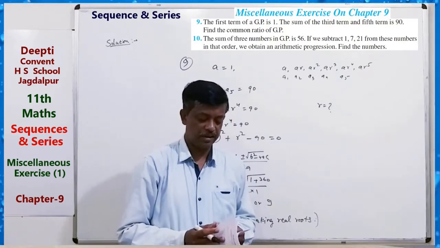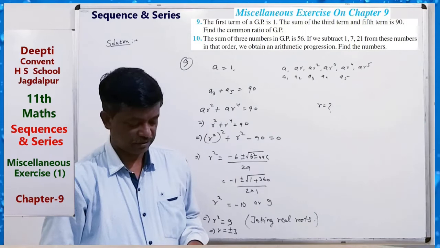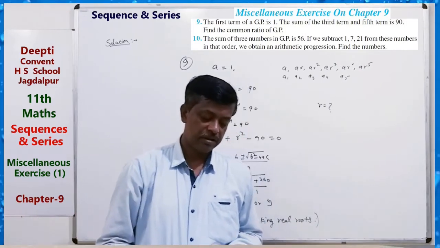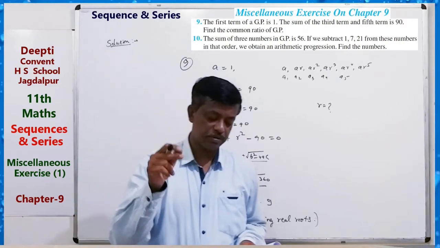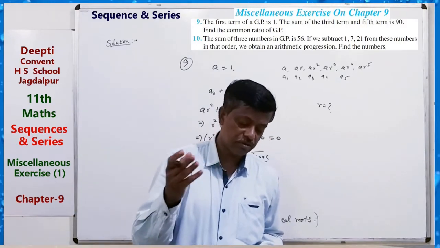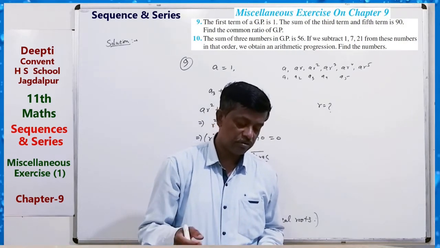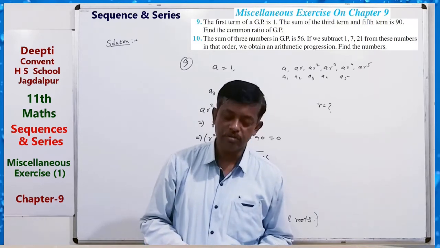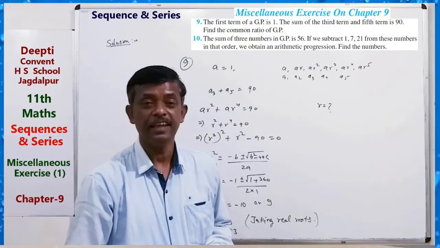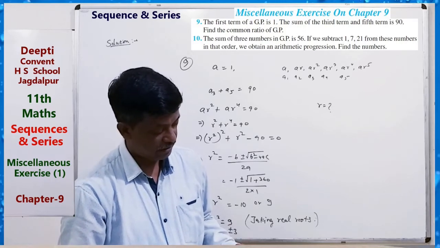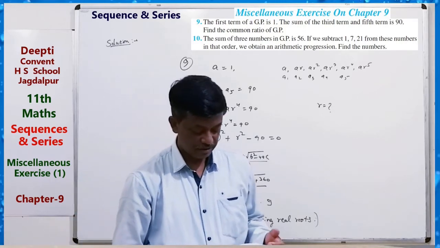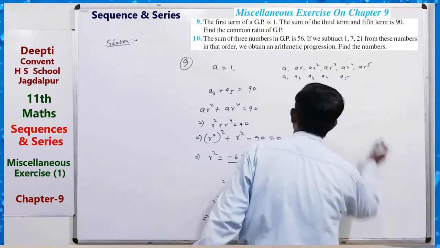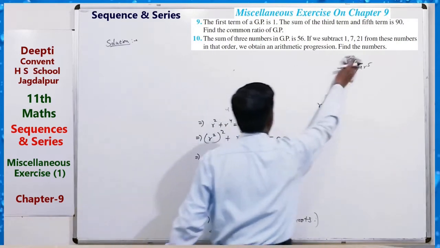This is question 9. Question 10: you can also solve the sum of 3 terms in GP. The sum of 3 numbers in GP is 56. If we subtract 1, 7, 21 from these numbers, in that order, we obtain an arithmetic progression. Find the numbers. So we have to find the first value A and R.